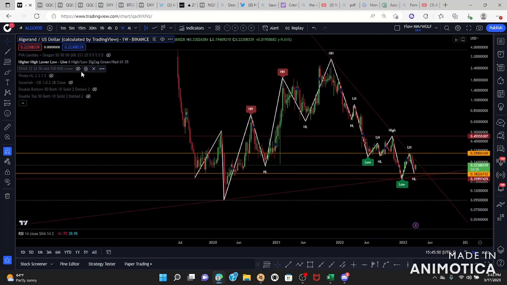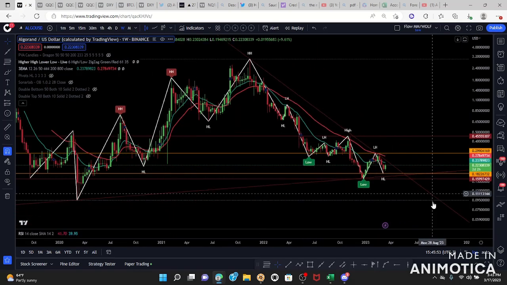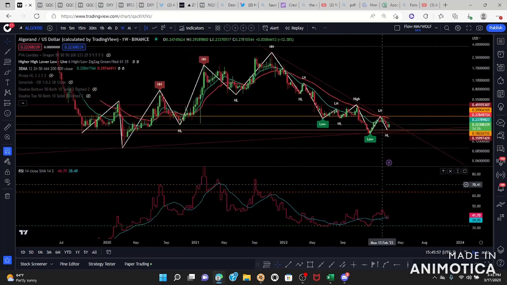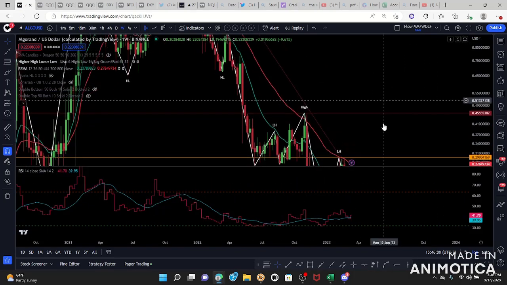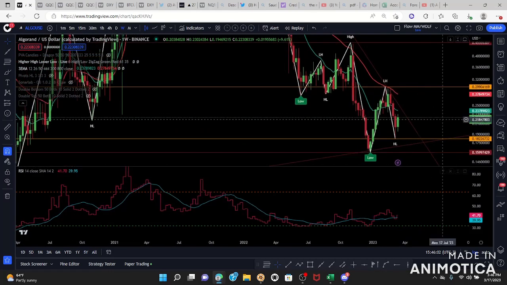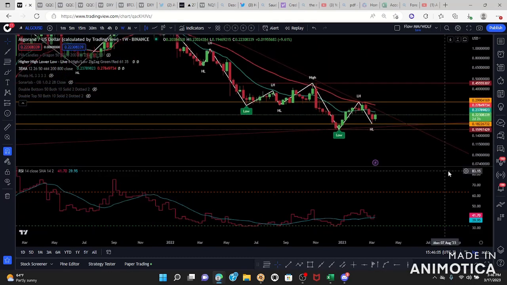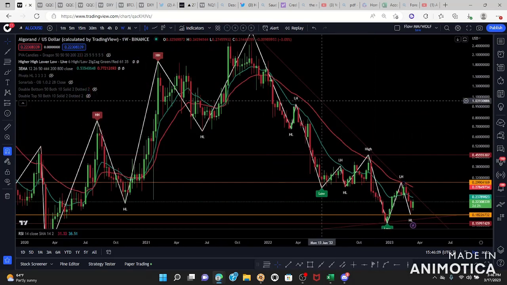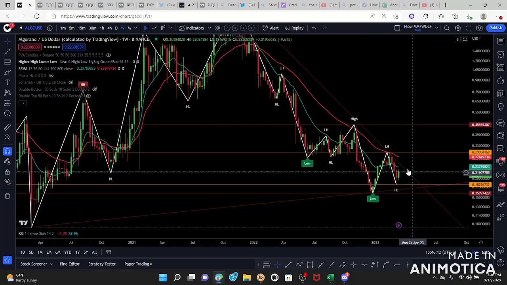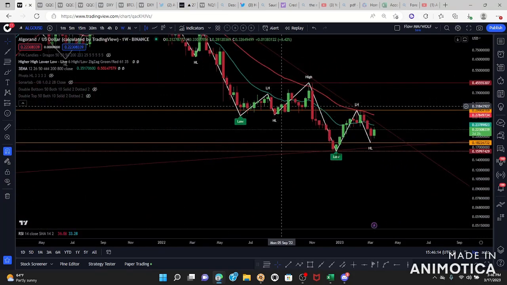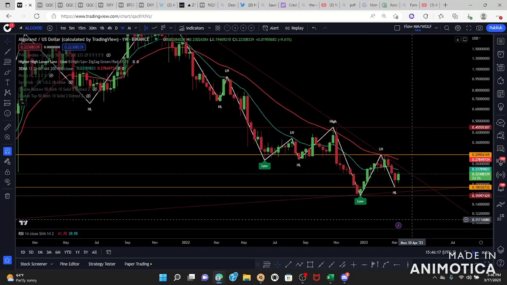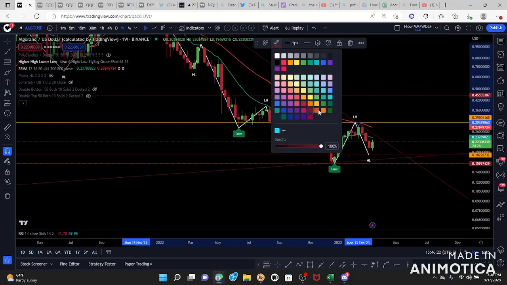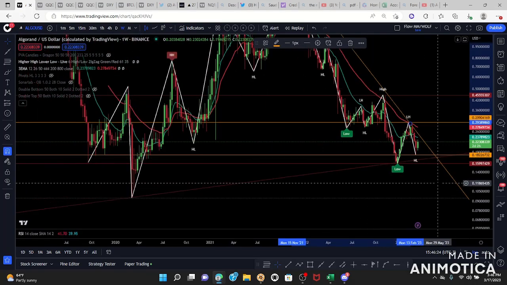Okay, let me see, 12, 26 EMAs. So we're definitely in a downtrend here. Let me see my RSI. So in our weekly, we've been creating new lower highs. Lower high, this technically is a lower high, a new lower high. We're on a bearish trend too, to the downside. Let me make sure I change this to orange, as this is our weekly trend line.